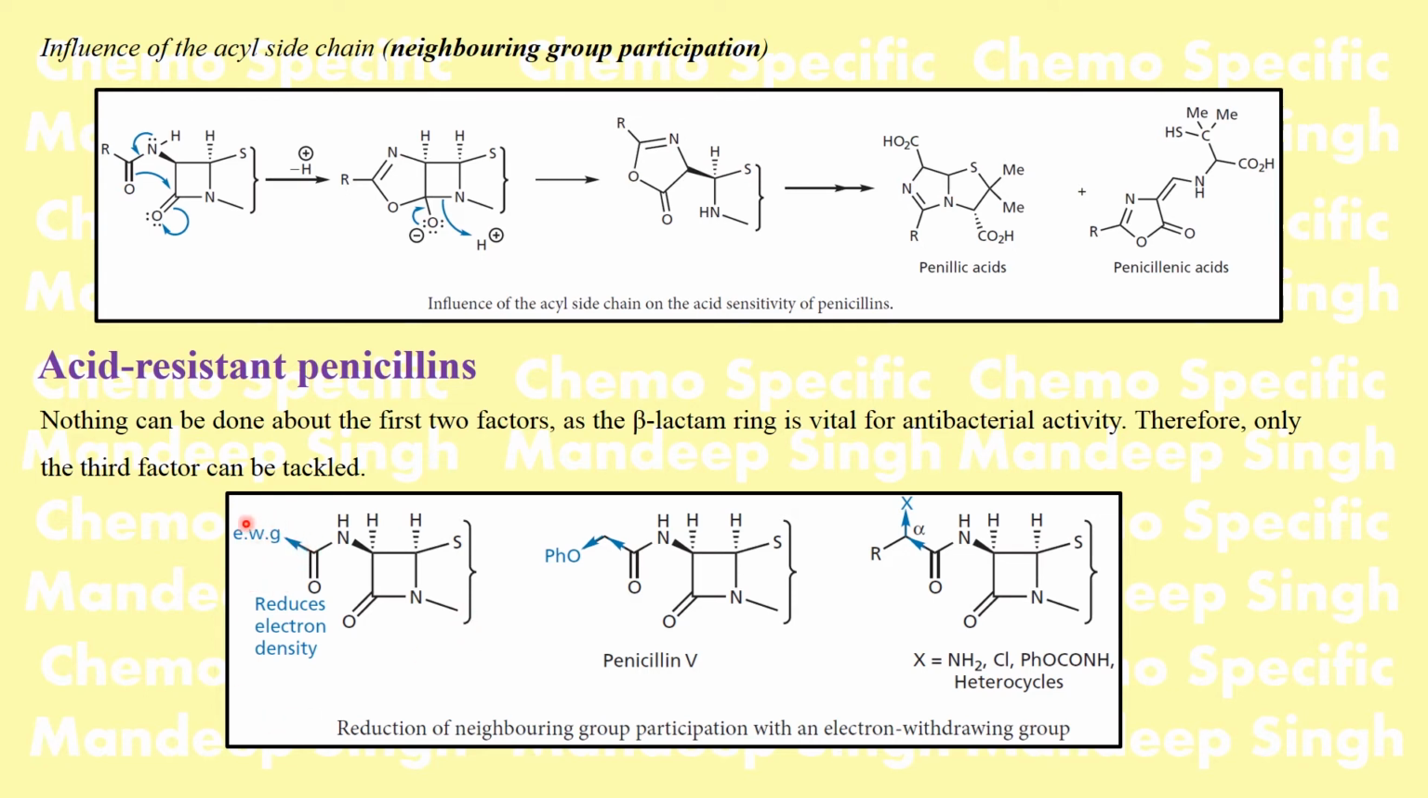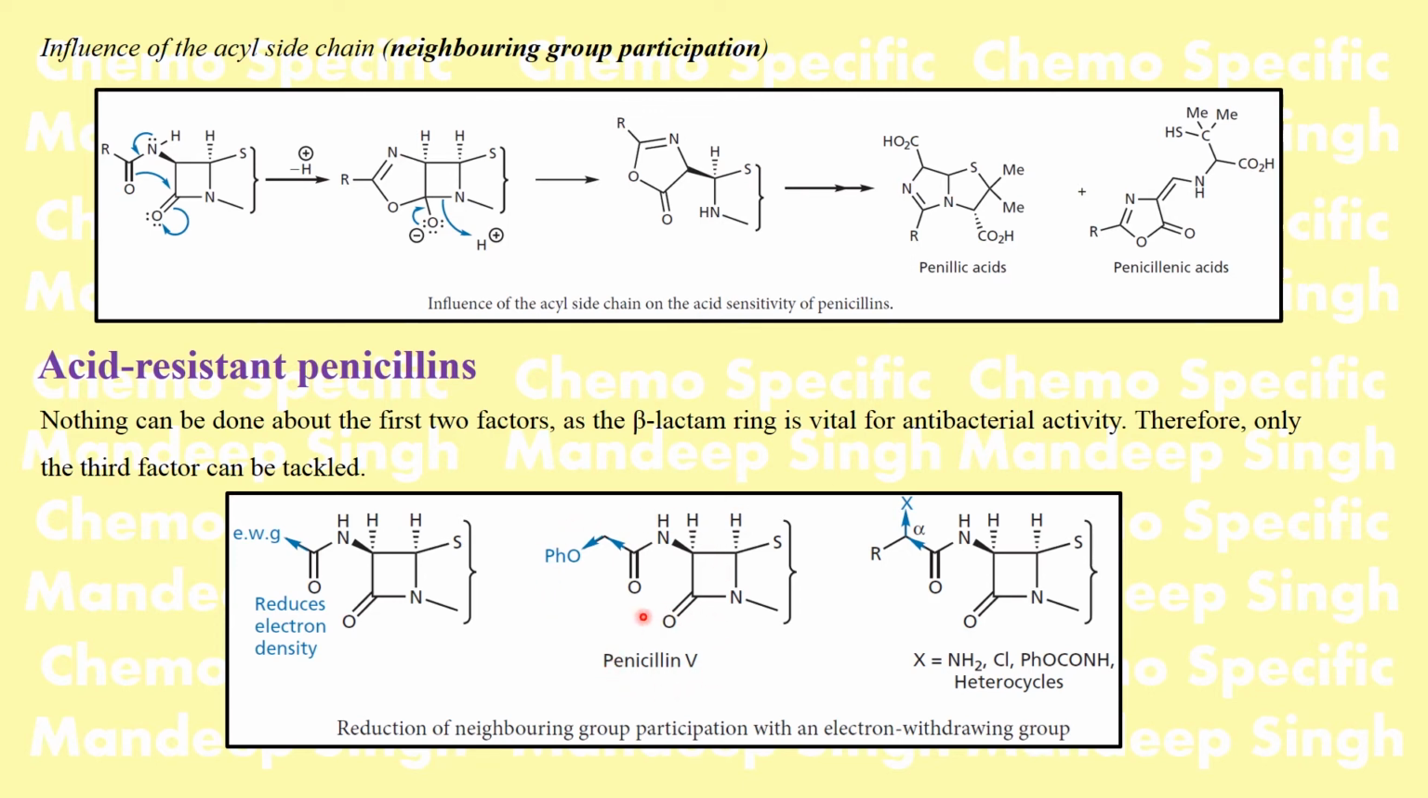What we can do is place an electron withdrawing group on this position. If the R is an electron withdrawing group, it can withdraw the electron density from this carbonyl. What is happening here is that the nitrogen lone pair of electrons come in and this carbonyl attacks. If we have an electron withdrawing group present here, it withdraws the entire electron density, as a result of which your penicillin will not undergo such side products in acidic conditions.